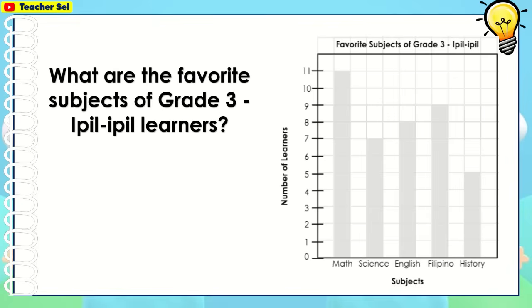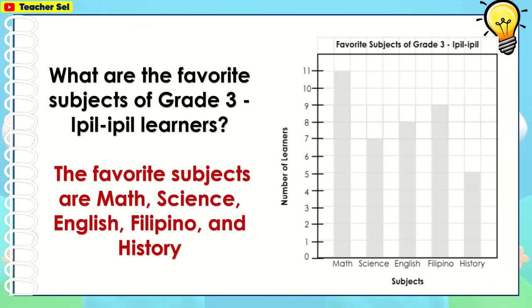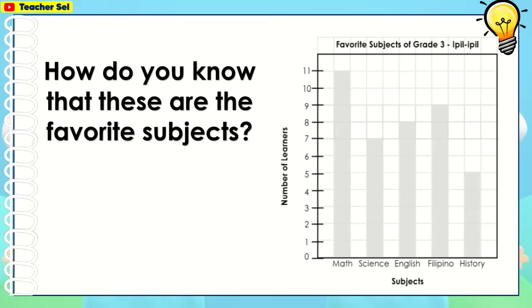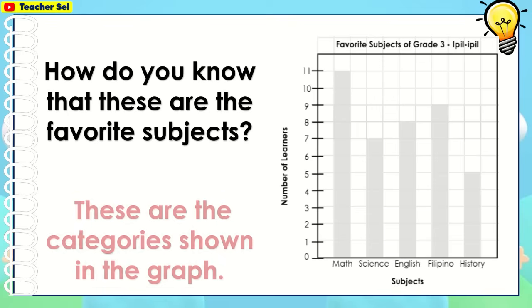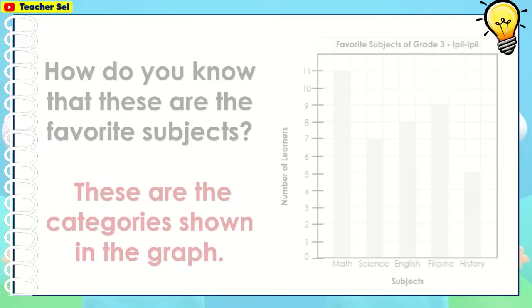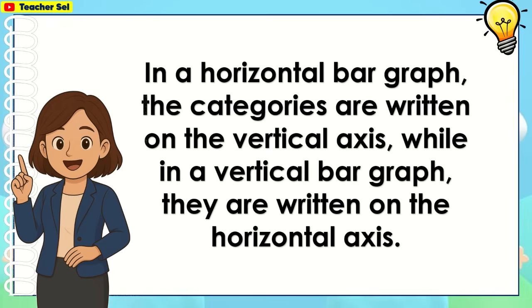What are the favorite subjects of Grade 3 Ipil-Ipil learners? The favorite subjects are math, science, English, Filipino, and history. How do you know that these are the favorite subjects? These are the categories shown in the graph. In a horizontal bar graph, the categories are written on the vertical axis, while in a vertical bar graph, they are written on the horizontal axis.